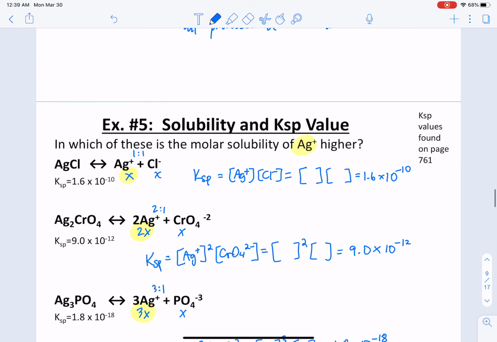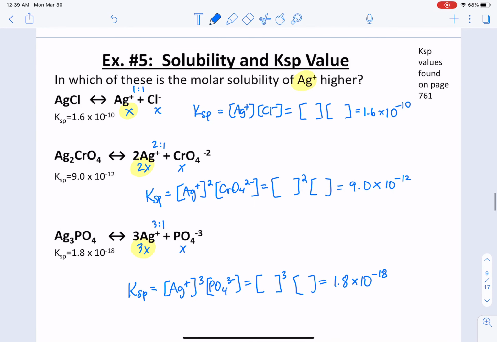In this example, they're not going to be a 1 to 2 ratio. So what I've done in advance, just to make this go a little bit quicker, is set up the Ksp expression for all 3. We are looking at 3 solids right now: silver chloride, silver chromate, and silver phosphate. And we're looking for which of these the molar solubility of silver is higher.